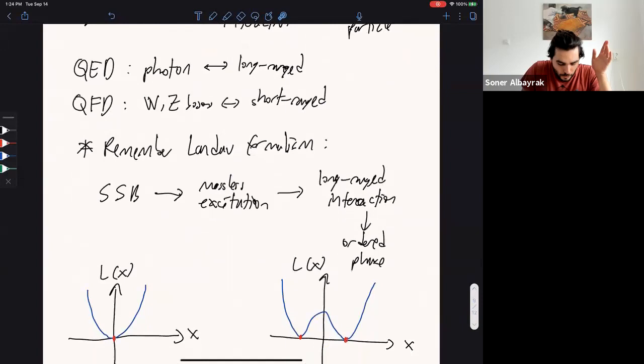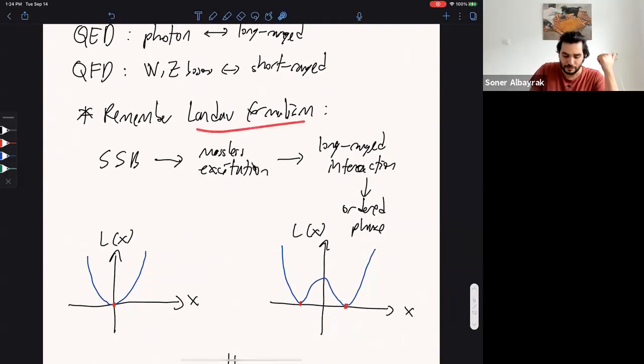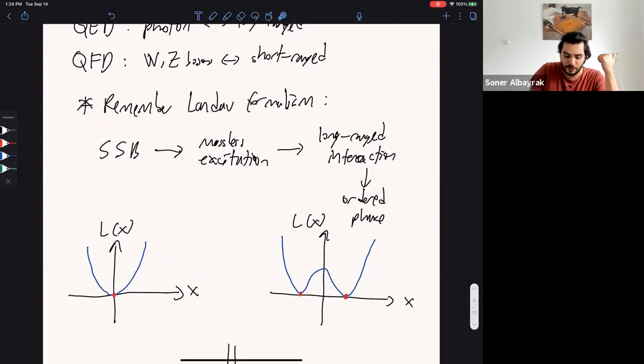Okay, let's remember the lambda formalism again. We said we have a spontaneous symmetry breaking, which gives a massless excitation and long range interaction. And this results in an ordered phase. This is why magnets have net magnetization. If you think about it, magnets consist of a bunch of atoms, each with some kind of spin, right? Those spins can point in various directions. So if there is no long range interaction, we expect that the spins will be kind of random. There will be some clusters because of short range interaction.